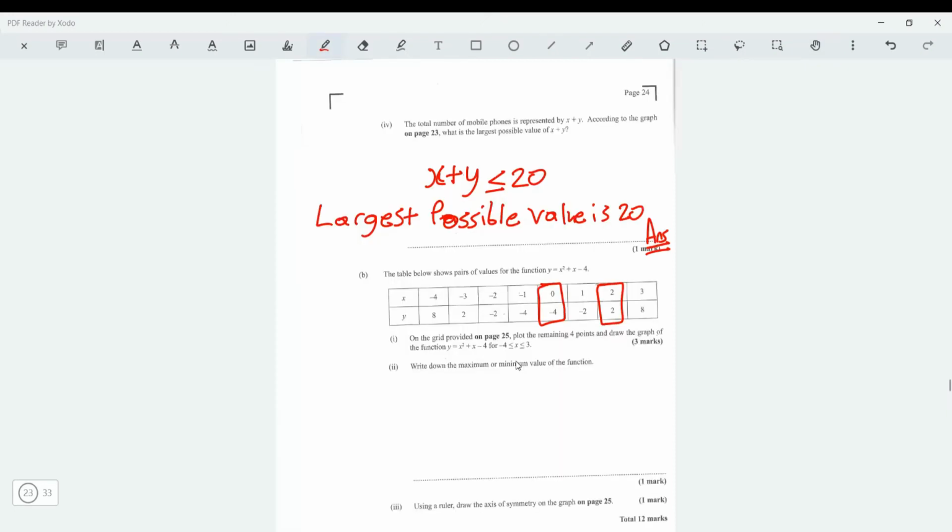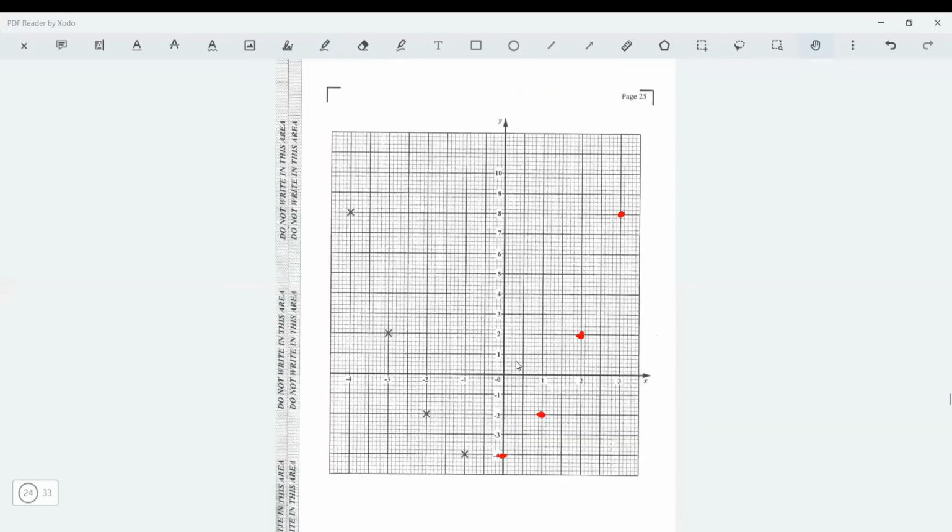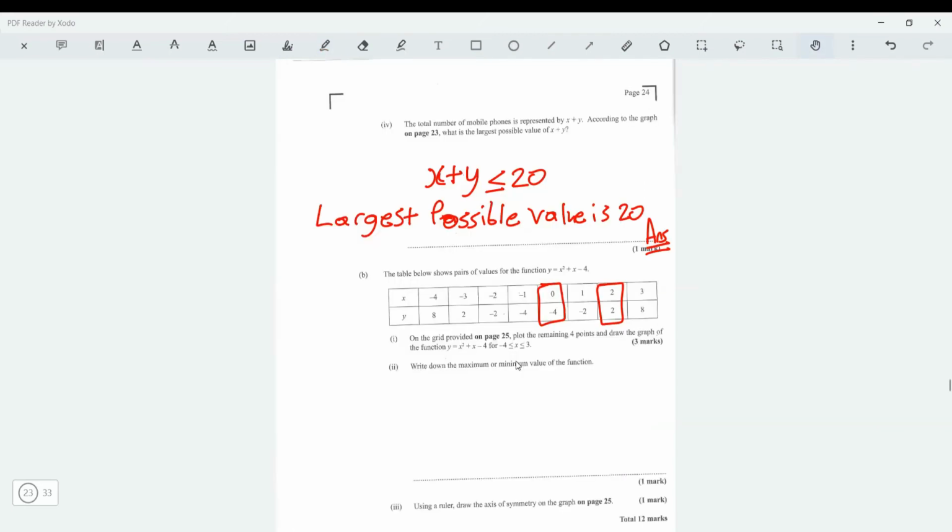And all we need to do now is, it says on the grid, plot the remaining 4 points and draw the graph. So now we can just draw the graph. We just connect the curve. We create our smooth curve. And that's our graph right there. All right, nice. So that's our smooth graph.